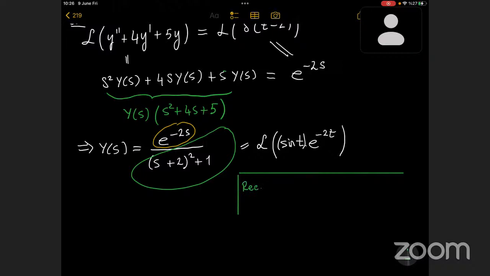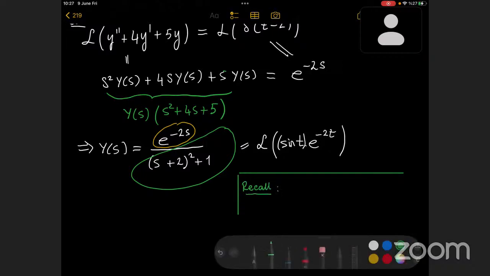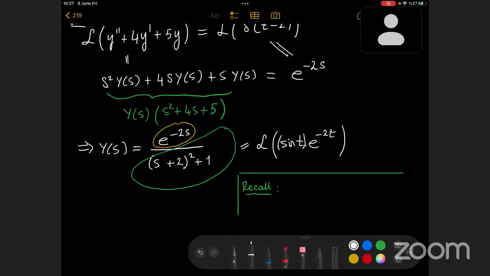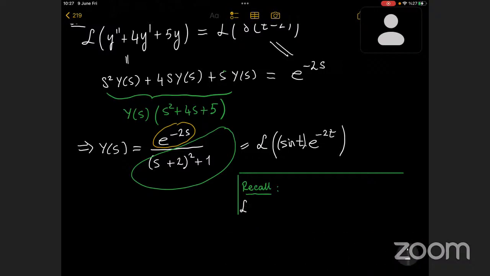Recall, the Laplace transform of u_c(t) times f(t minus c) is equal to e to the minus cs L of f(t). U burada step fonksiyonu c'deki.